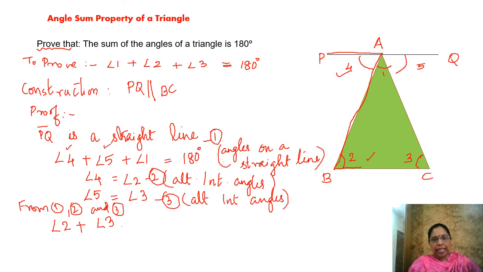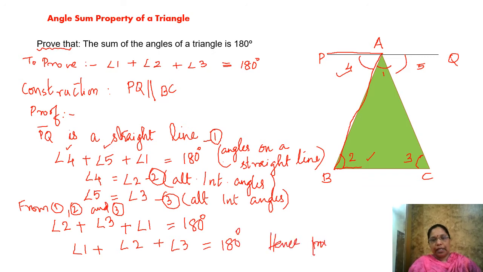Angle 2 plus angle 3 plus what is the last one? Angle 1. That is equal to 180 degree. This is what we are asked to prove, that is angle 1 plus angle 2 plus angle 3 is equal to 180 degree. Hence proved. We have proved the angle sum property of the triangle.